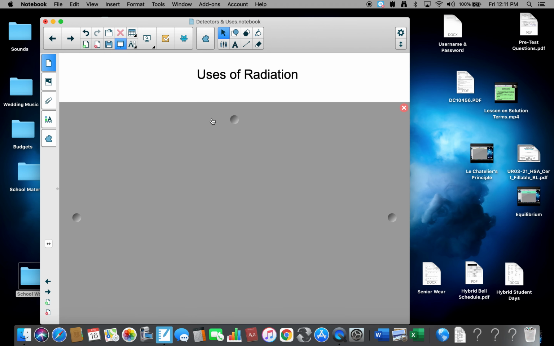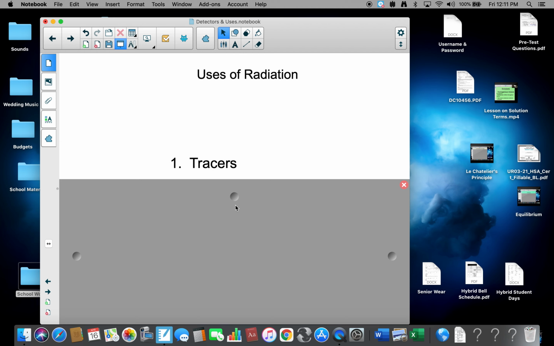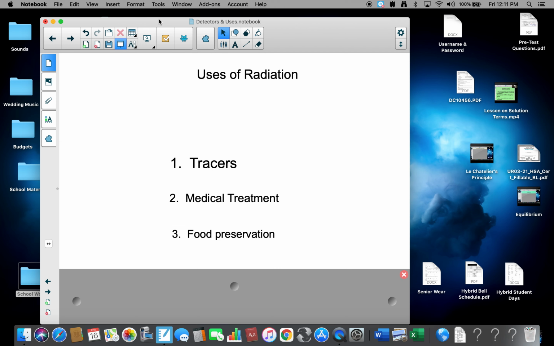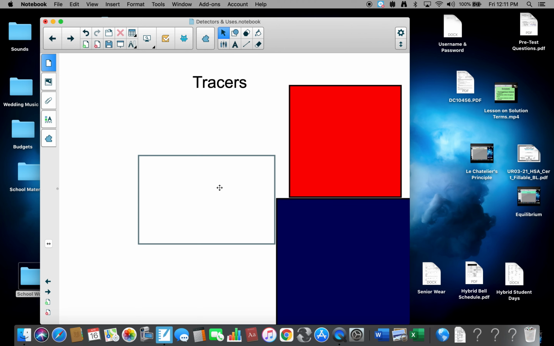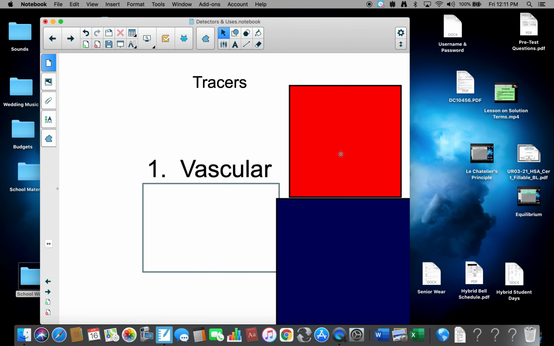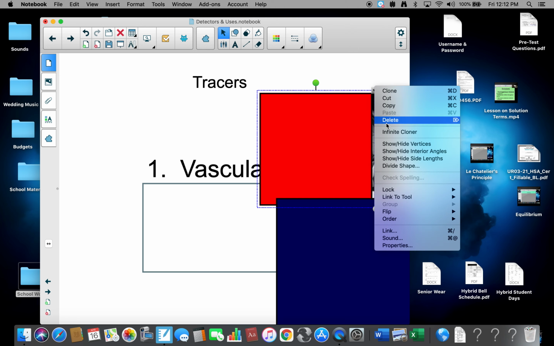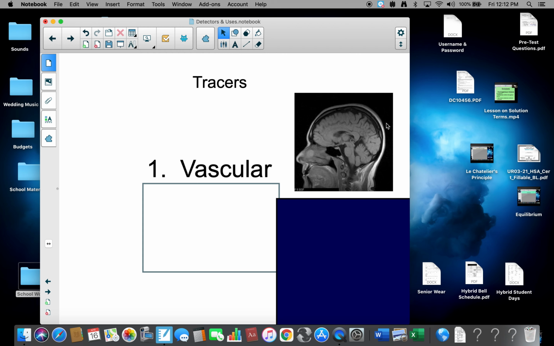All right, uses of radiation. Okay, we have three different uses: tracers, medical treatment, and food preservation. All right, so tracers. A tracer can be vascular, so something like a CAT scan or nuclear medicine, where we inject the radiation into the tissue so that we can see it around the heart. We can see the heart tissue.